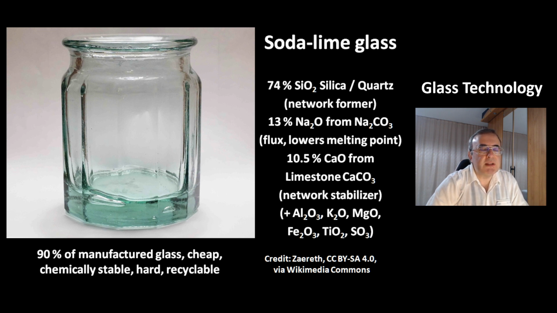74% silica, quartz, that's the network former, 13% sodium oxide, that's flux, it lowers the melting point, and 10.5% calcium oxide from limestone, calcium carbonate, that's the network stabilizer. And soda lime glass can contain several other oxides from aluminium, potassium, magnesium, iron, titanium, and sulfur trioxide.